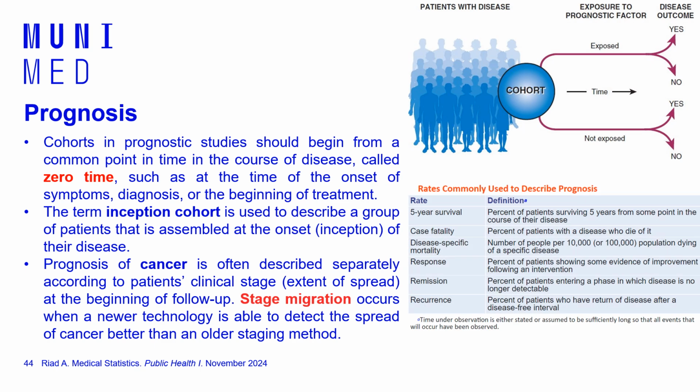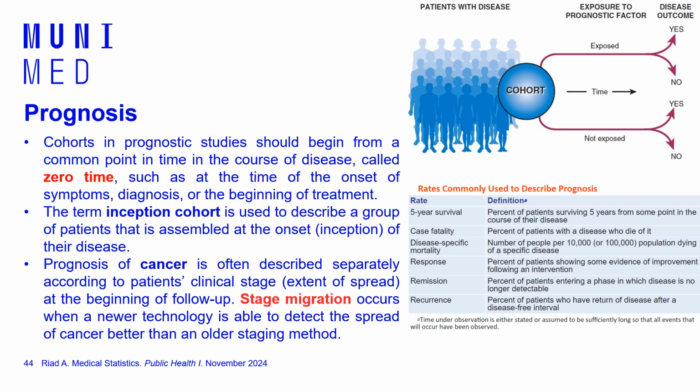But just here you can see some common rates that we use to describe prognosis, like the 5-year survival rate, and this describes the percentage of patients surviving 5 years from the moment when they are diagnosed or when the disease started, supposedly. We have the response, remission, or recurrence, and all this is part of your self-study. I mean, this table and the related explanations from the textbook.